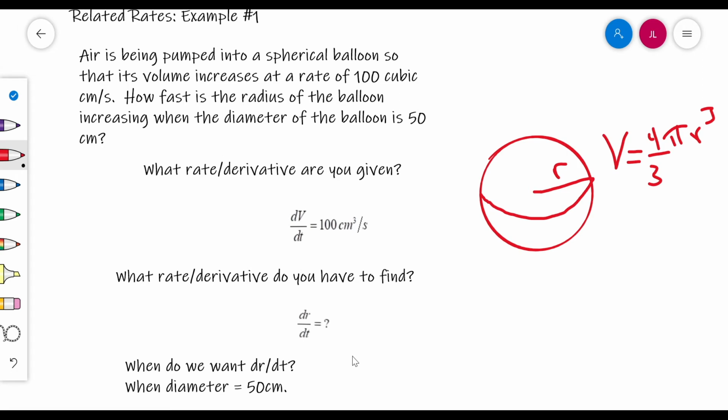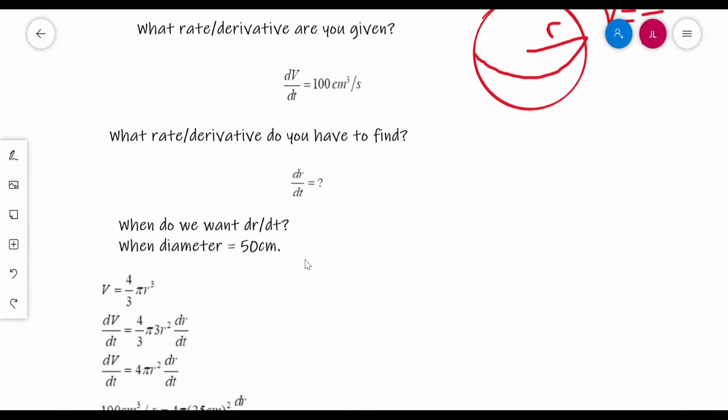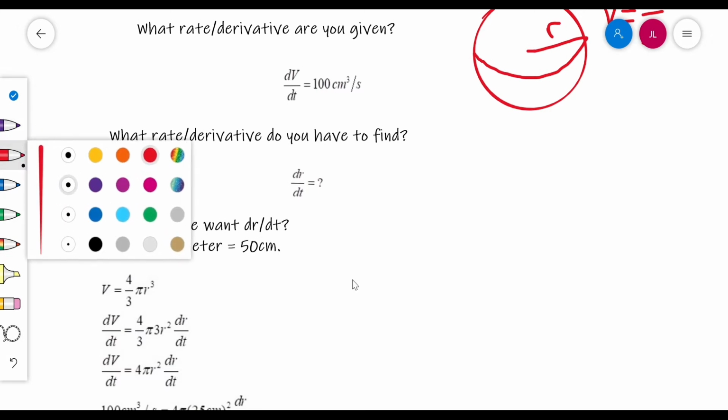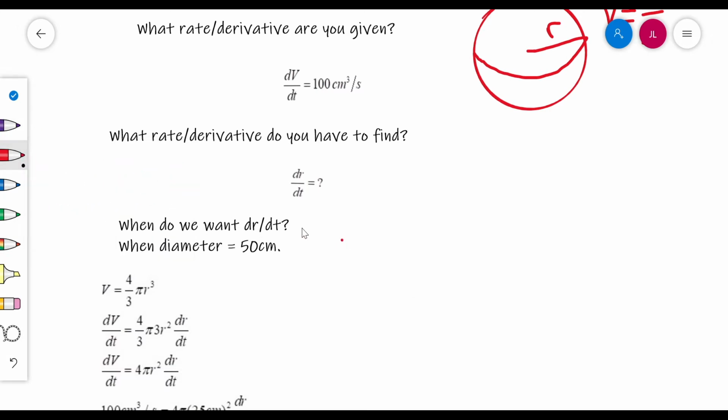Now the other thing we're given is very important. We're told when we want dr/dt. Because after all, dr/dt isn't constant. dr/dt is changing. And we want dr/dt when the diameter is 50 centimeters. And that's just a slightly tricky thing. You have to turn that diameter of 50 into a radius. And when the diameter is 50, the radius is 25 centimeters. So that's a moment in time when the radius is this size, and that's when we want dr/dt.